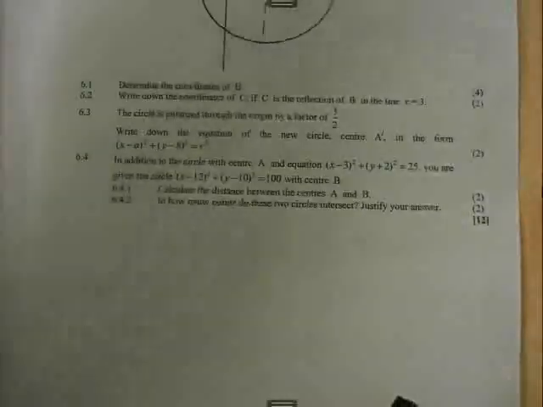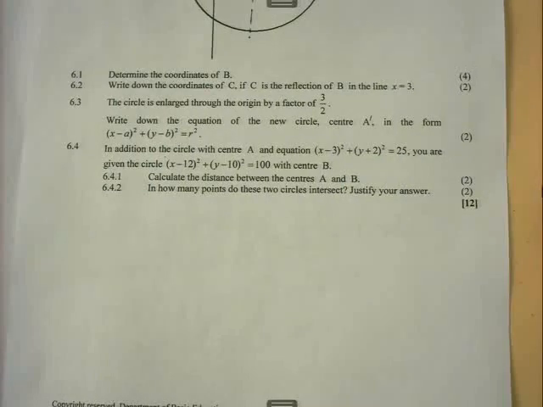Right, now 6.4, a very interesting question here. In addition to the circle with the center A and the equation (x − 3)² + (y + 2)² = 25, you are given the circle (x − 12)² + (y − 10)² = 100 with the center B. 6.4.1, you must calculate the distance between the two circles A and B. And now 6.4.2, in how many points do these two circles intersect? And now you must justify your answer.